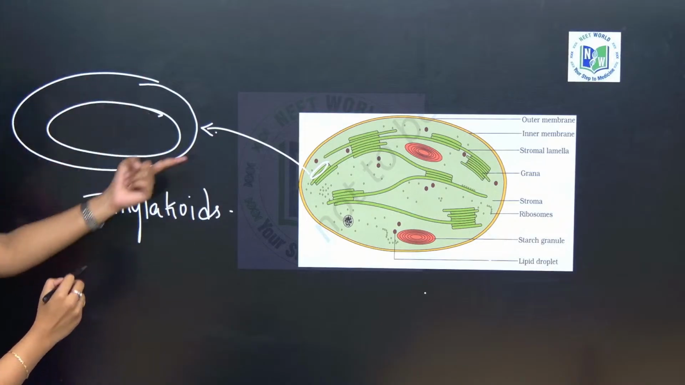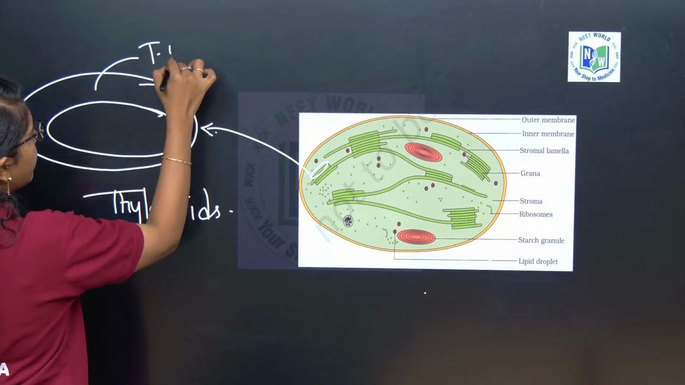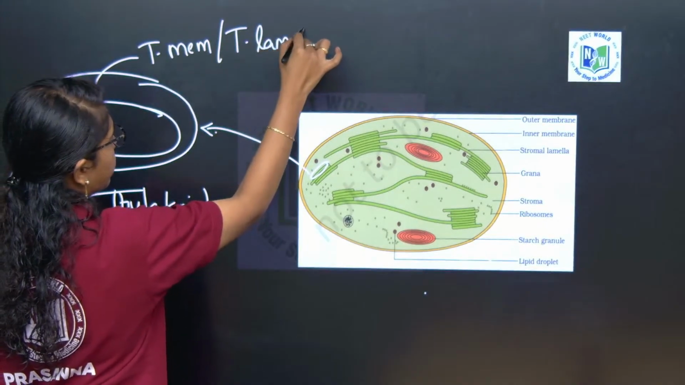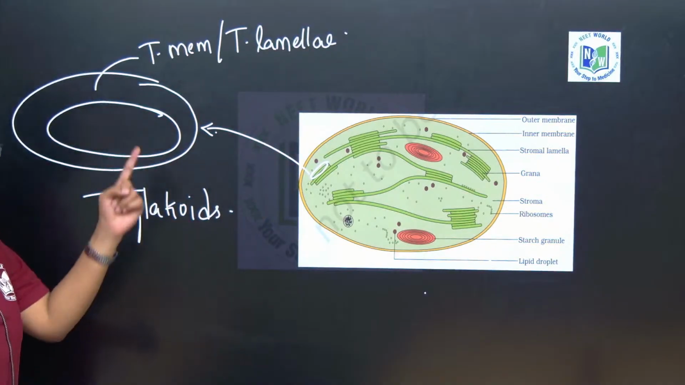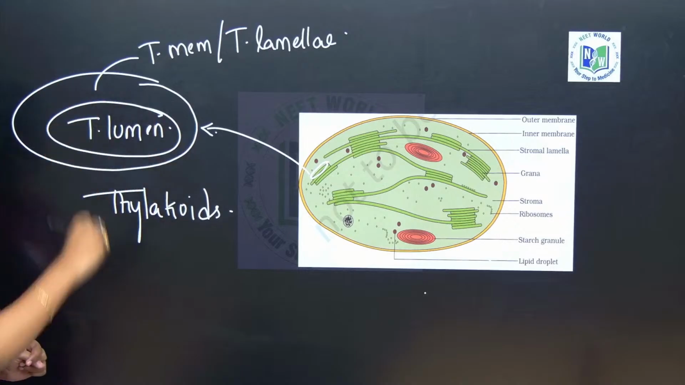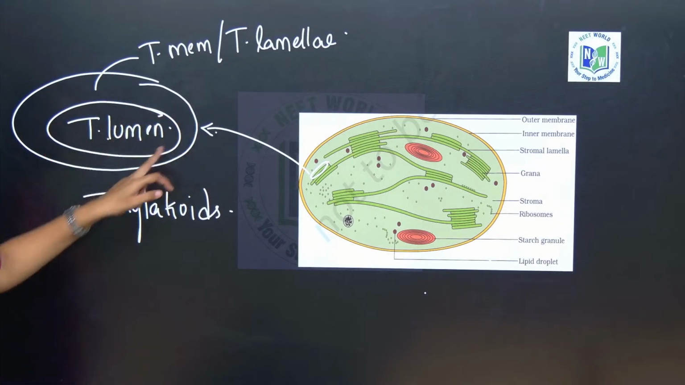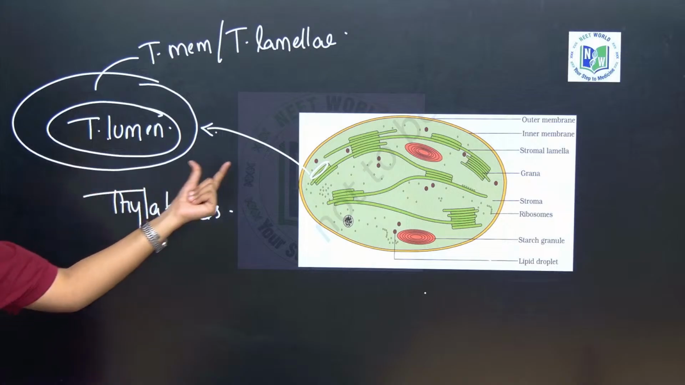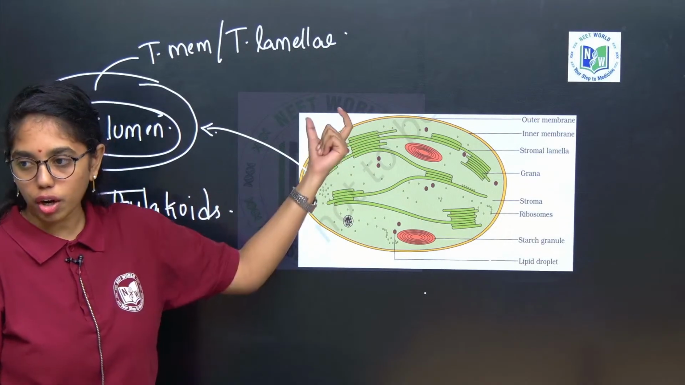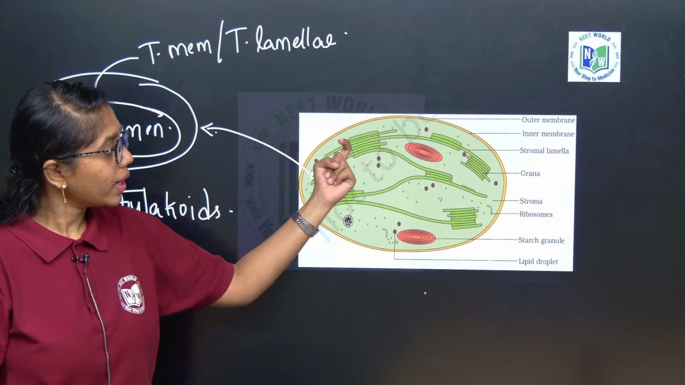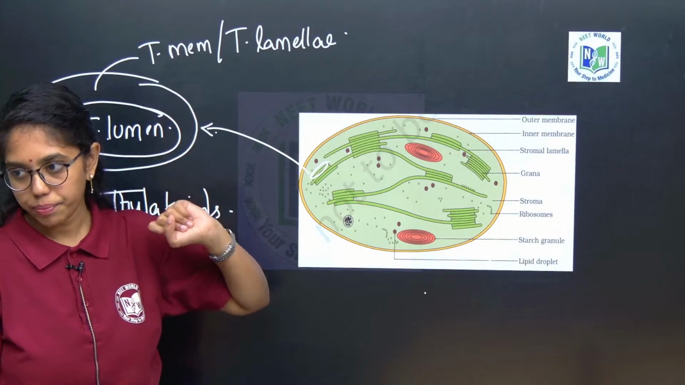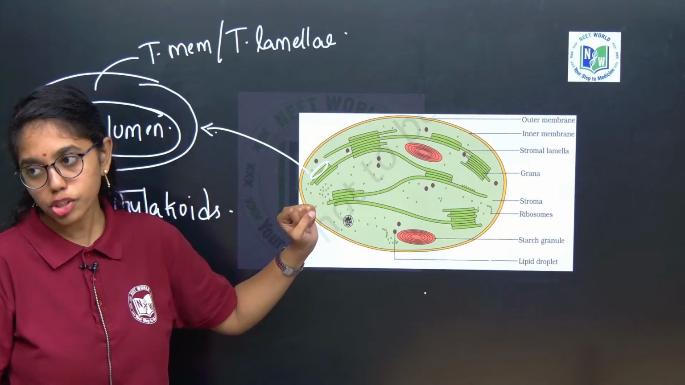This membrane is called thylakoid membrane or thylakoid lamellae. At the center, this is the thylakoid lumen, and this membrane is the thylakoid lamellae. The stack of these sac like structures, what do you call it? Grana. One grana is connected to another grana by what? Stroma lamellae.